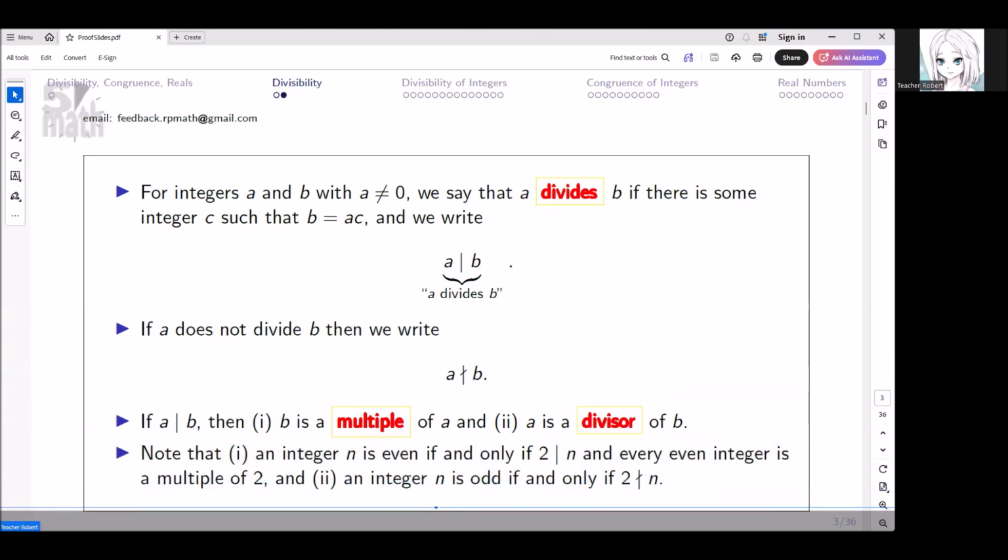Note that 1. An integer n is even if and only if 2 divides n, and every even integer is a multiple of 2. And 2. An integer n is odd if and only if 2 doesn't divide n.